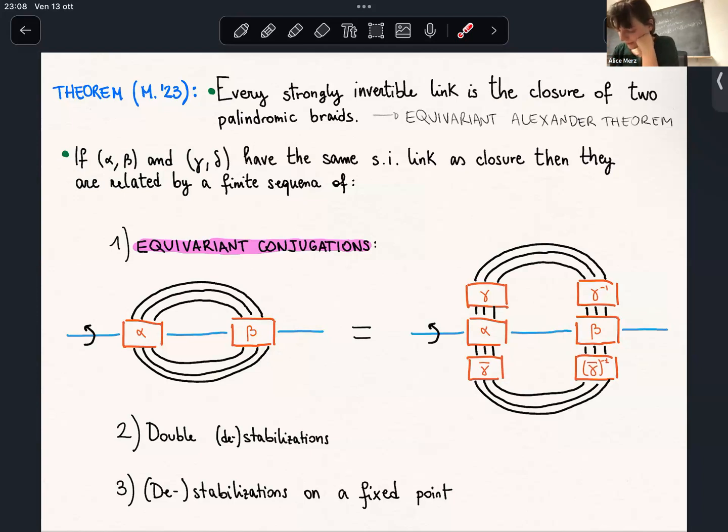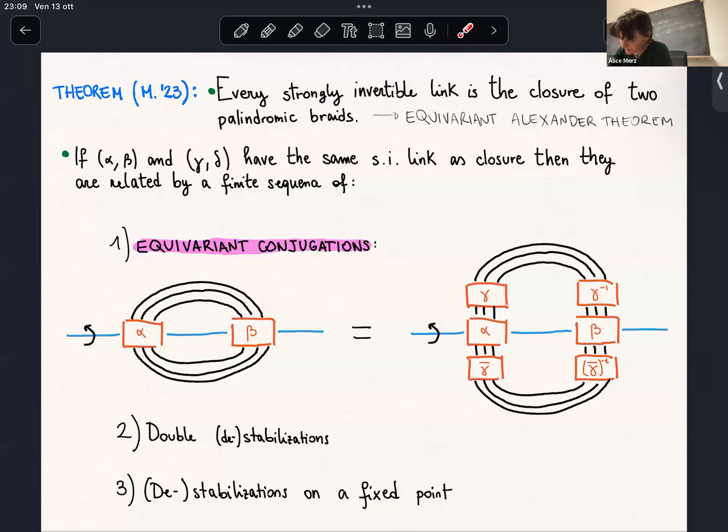If two pairs of palindromic braids have the same strongly invertible link as a closure, then they are related by a finite sequence of moves. This time, the moves, of course, have to take into account the symmetry as well. And these are three types of moves that I introduce now. These are the equivariant conjugations. It's just the conjugation we had before, but we have to preserve the fact that alpha and beta are palindromic. So if I put gamma here, I have to put gamma bar here.